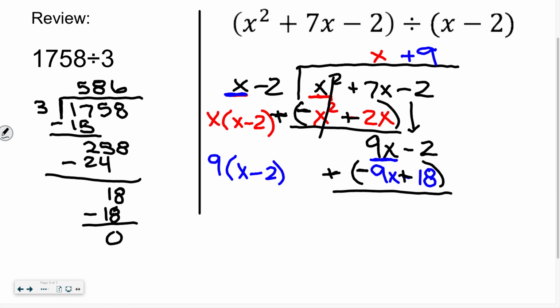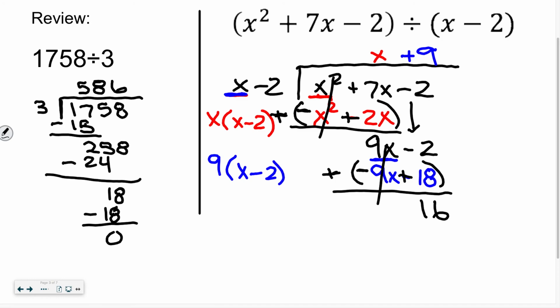And 9x plus negative 9x cancels. If that doesn't cancel, something went wrong. You want to go back. It should cancel the first term. That's the whole goal right here. And then negative 2 plus 18? 16. That's our remainder, right? Like we're at the end of the division, right? It's like back here when we got to the ones, we were at the end of that value.